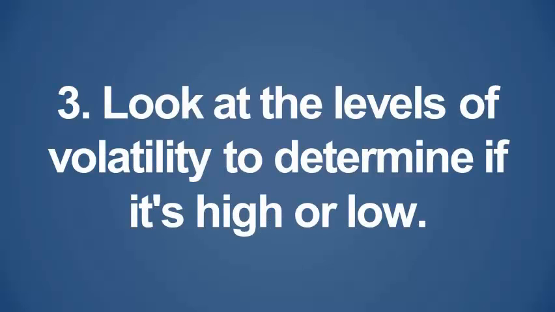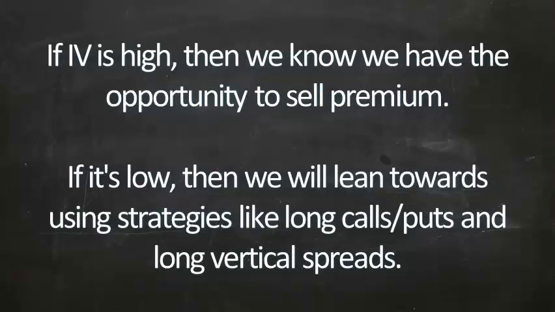Now, you can only do this if you track the implied volatility levels for each stock or ETF on your list. And this helps you know if those levels are high or low at any given time. So if the implied volatility is high, then you know that you have an opportunity to sell premium. If it's low, then you probably lean towards using strategies like long calls and puts and long vertical spreads.